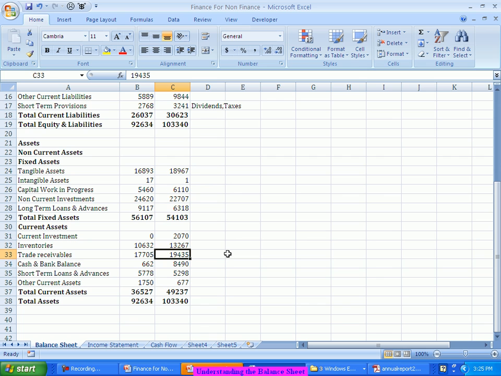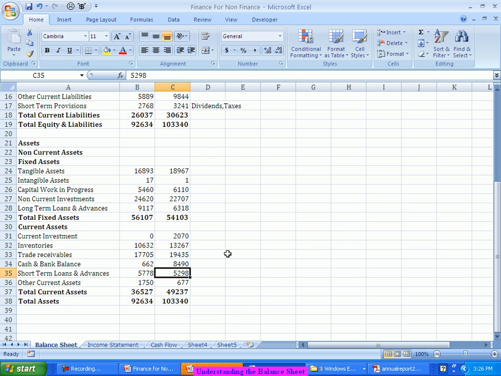And similarly, trade receivables, you have given your customers on credit. You have given them on credit, so probably you have a 30-day period or whatever. Only after that you will receive your money. So this much is your receivables. Your cash and bank balance is 849 crores.